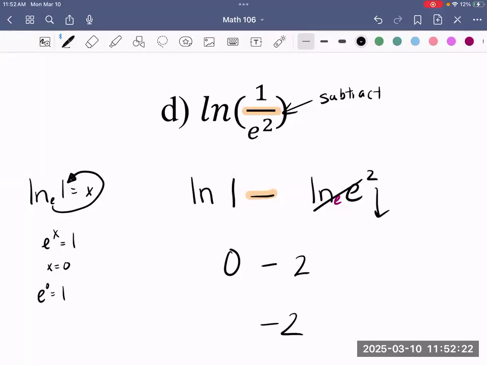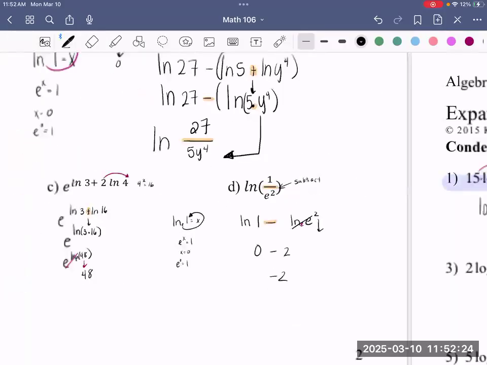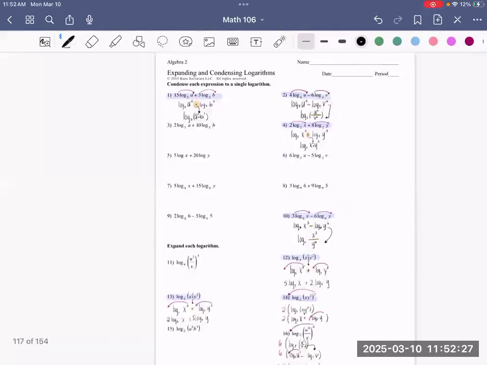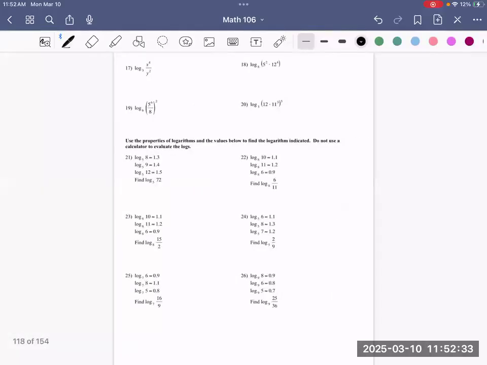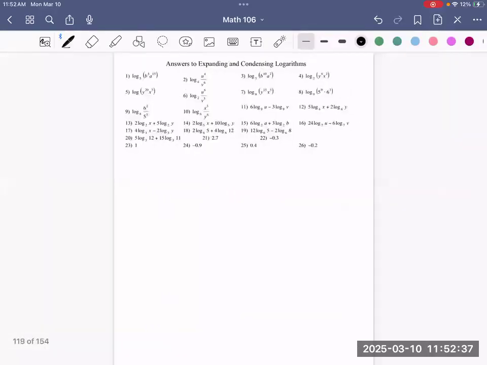And I believe that is it for today using those properties. If you want, you can kind of go back to this page and kind of hone in your skills. I think the answer key is over here. Nope, that's just a few more. And now your answer key. Here you go.